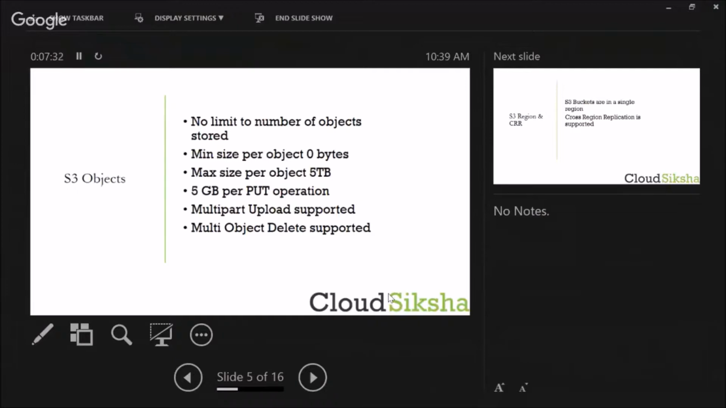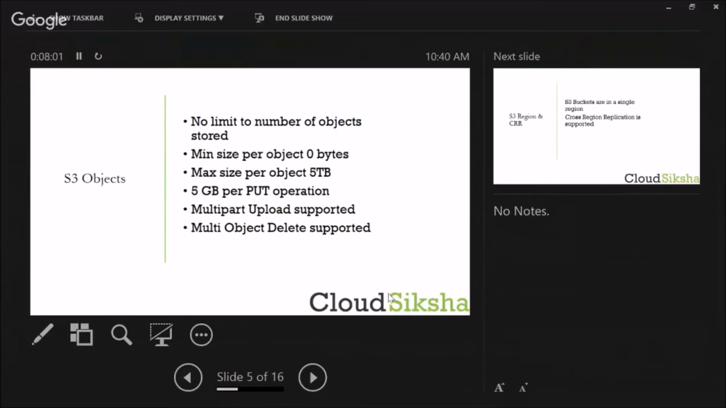So if a question comes up saying, I don't know how much storage I would need, a lot of storage, but don't know how much it is, then you can always think of S3 as an option, because there is no limit and you don't need to commit right in the beginning as to how much storage you want. The minimum size of an object that you can store is 0 bytes. The maximum size per object would be 5 terabytes.